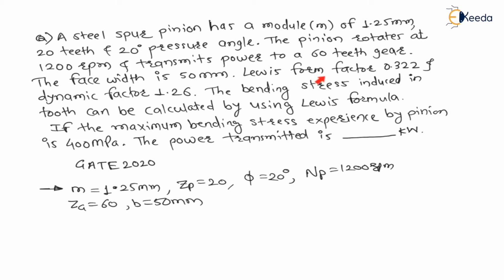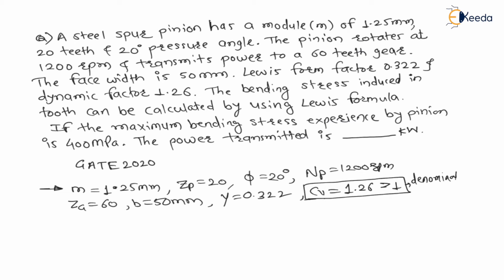Then Lewis form factor 0.322. Lewis form factor means y, which is 0.322, and dynamic factor 1.26. Dynamic factor means velocity factor. Here CV is given, velocity factor, which is nothing but 1.26. And my dear students, as this is more than 1, this factor will go in the denominator. If this factor is less than 1, then we have to multiply, and if the factor given is more than 1, then it will be in the denominator. In the formula, denominator, right? We have to divide. That means strength will decrease.